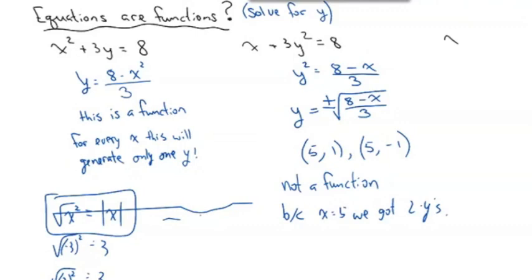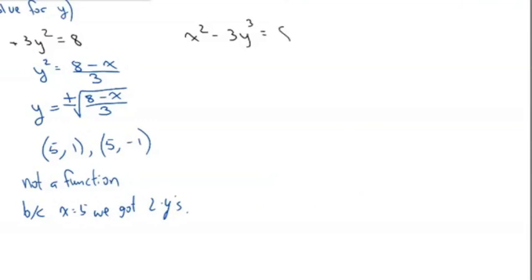So how about x squared minus 3y cubed is equal to 8? Change it up a little bit. If you don't know what to do, don't go by shortcuts. If you don't know what to do, the long way is to solve for y and look at it and see what's really going on. So, to solve this one for y, what would you do first?